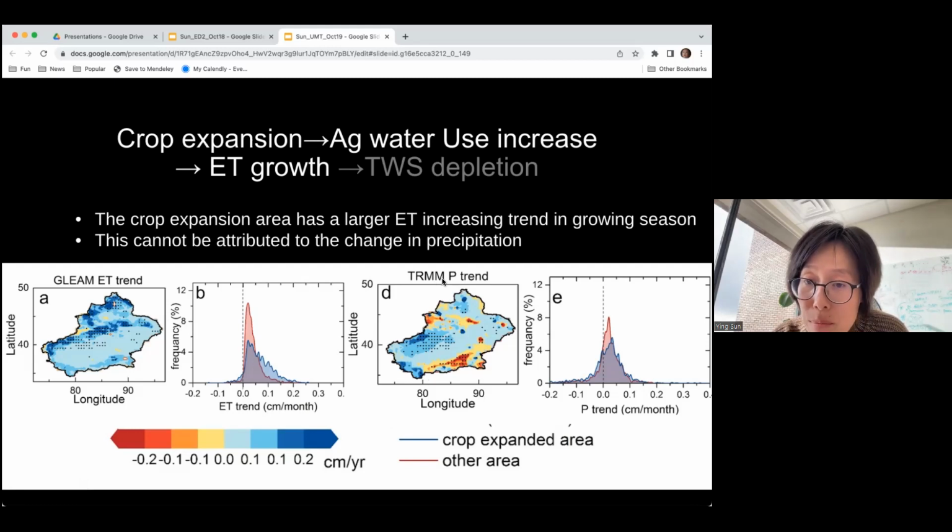Here is the precipitation data. We didn't see much of a trend. Then we look at the PDF distribution for the crop expansion area, which is the blue, and also other areas, which is the red. We can see that the crop expansion area has a much larger ET increasing trend than the rest of the area, which is not the case for precipitation. So that means the crop expansion related ET increase cannot be attributed to changes in precipitation. So there must be other anthropogenic activities that drive this ET loss.